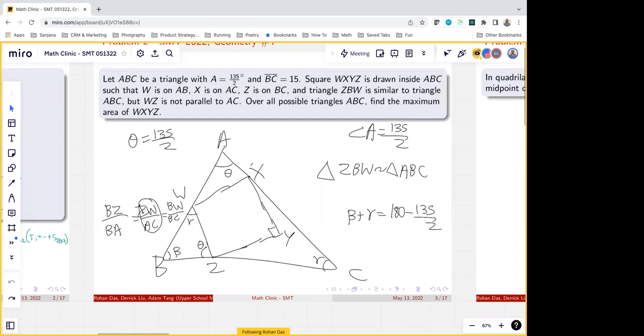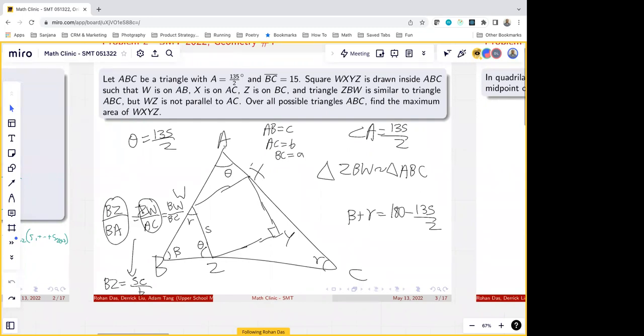And we also, the only known side length we have is BC itself. So we probably want to use BC because it's a subsection of that line. And from this equation, we can define AB as C, AC is B, and BC is A. Then BZ is equal to, and the side length of the square is S, then BZ is equal to S times C over B.